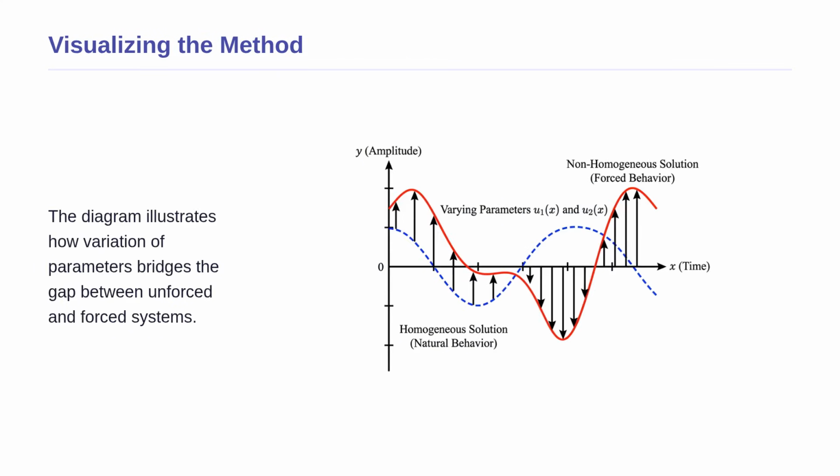Before we move on to a concrete example, let us visualize what these formulas are actually doing. Look at the graph on your screen. The dashed blue line represents the homogeneous solution, which is the natural, unforced bouncing behavior of the system. The solid red line is the non-homogeneous solution, showing the system's actual behavior when the external force is applied. The arrows between them represent the varying parameters. They act as a mathematical bridge, stretching and modifying the natural behavior to perfectly match the forced behavior. It is not an entirely new wave, but a dynamically adjusted version of the original.